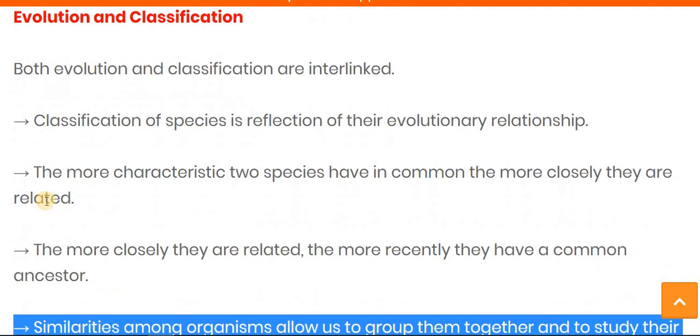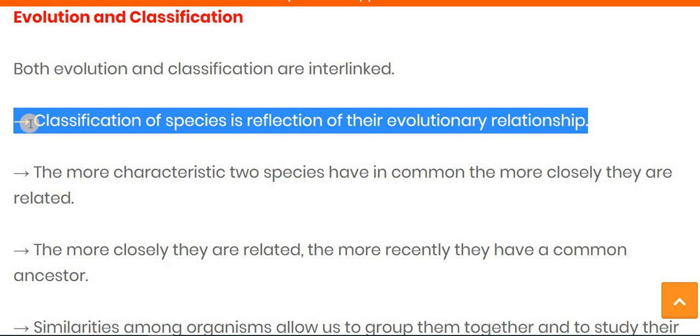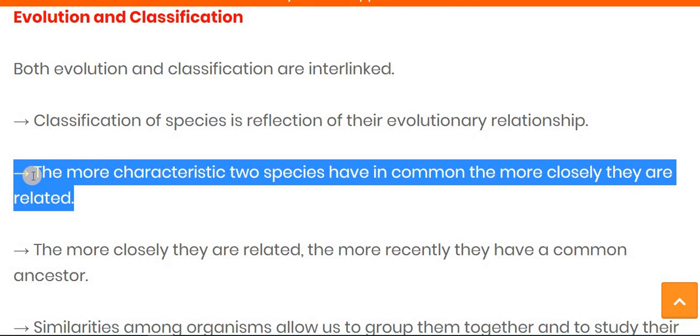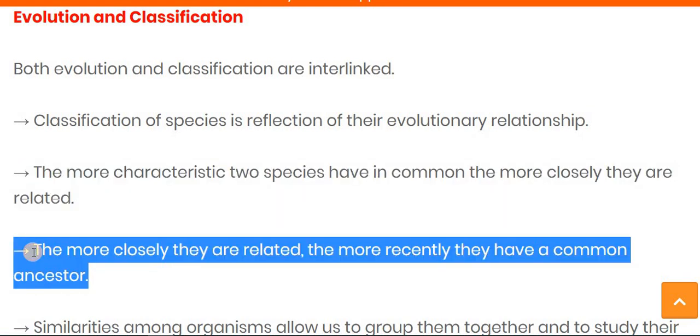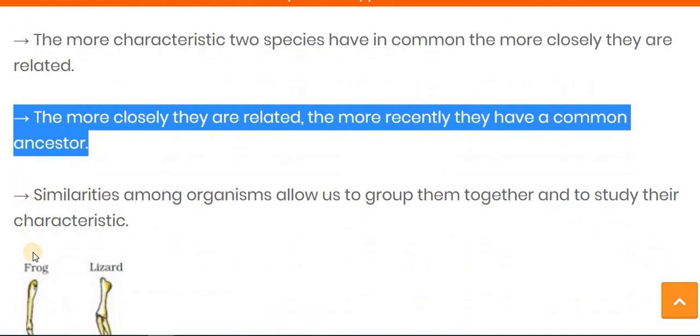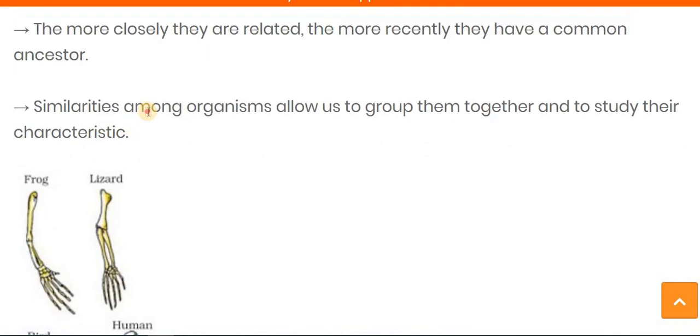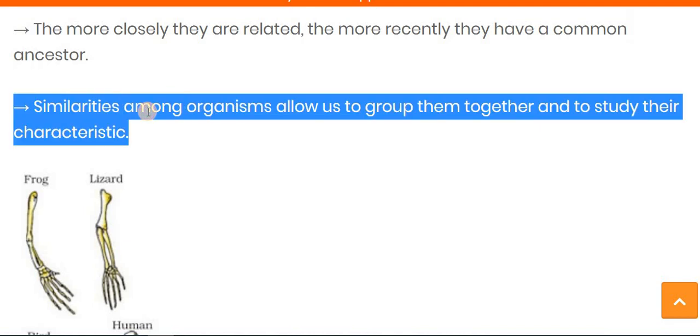Let's see it one more time. Evolution and classification are both terms that we can interlink with each other, because the classification of species is a reflection of their evolutionary relationship. The more characteristics two species have in common, the more closely they are related. The more closely they are related, the more recently they have a common ancestor. So the similarity among organisms allows us to group them together and to study their characteristics as well.